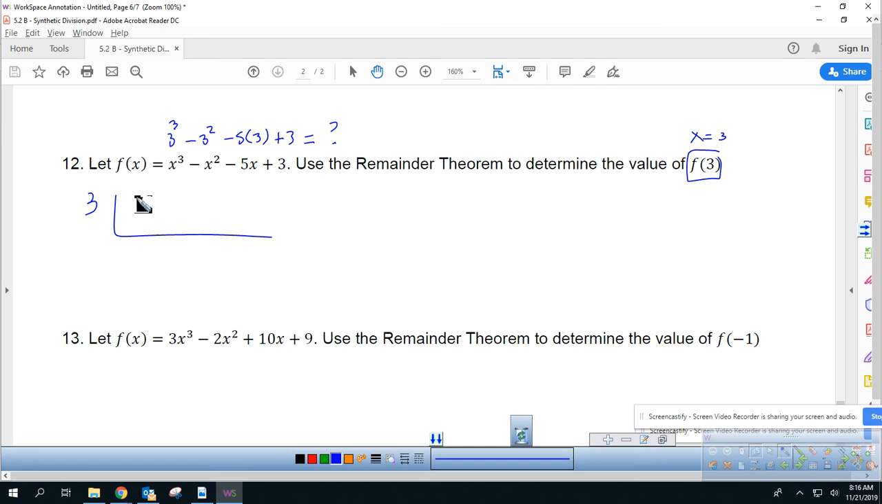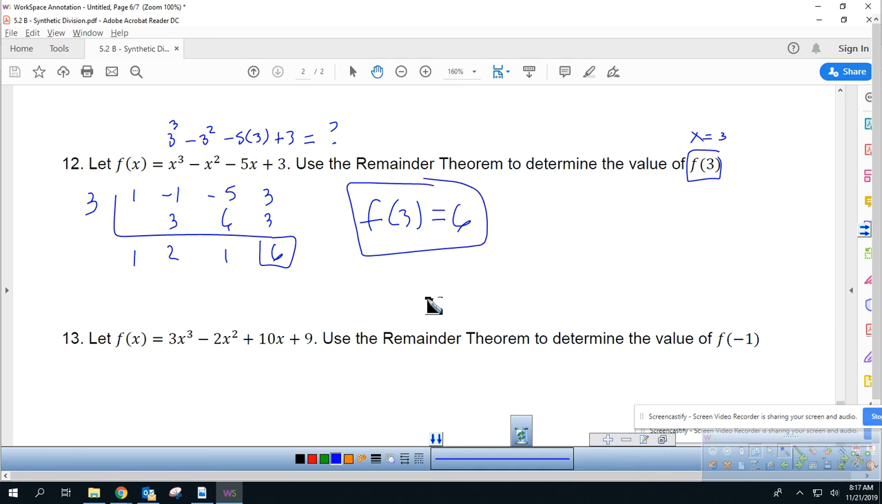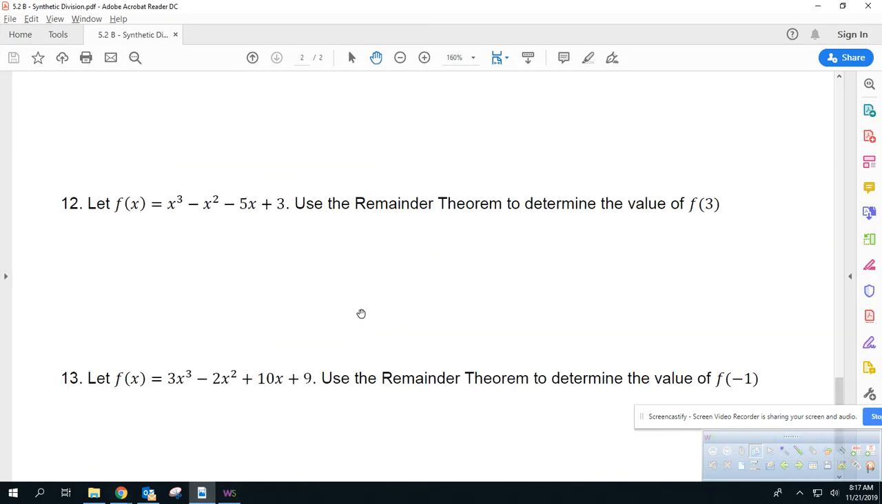So I'm going to come over here and type in my synthetic division: 1, negative 1, negative 5, and 3, and put in my box. My answer for this is going to be right here in this remainder. Bring down the 1, multiply, add, multiply, add, multiply, add. So this means that f of 3, when I plug x as 3, my answer has to be immediately 6, and I'm done. And that's a lot faster than sometimes doing all of this math up here or going to a graphing calculator.